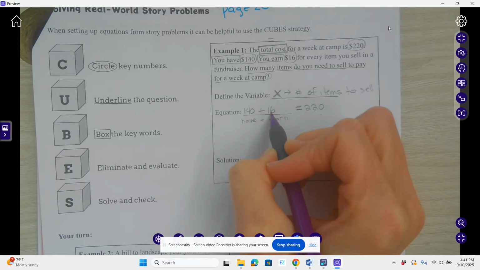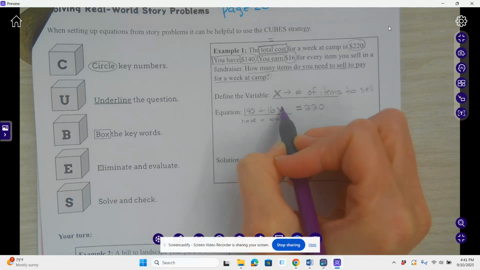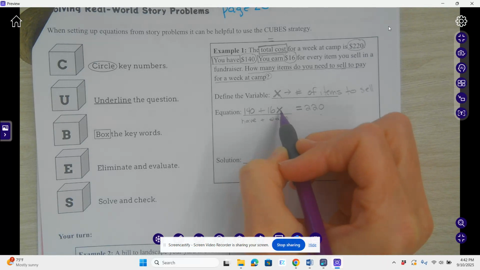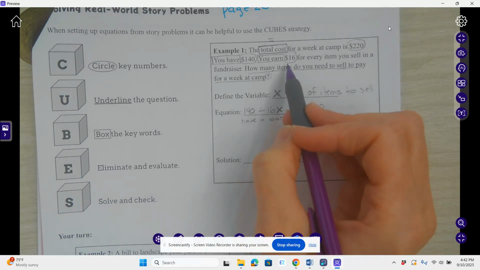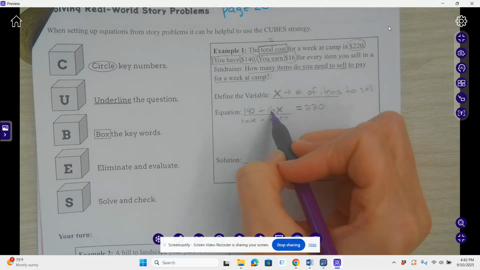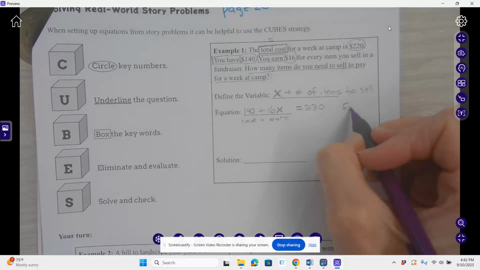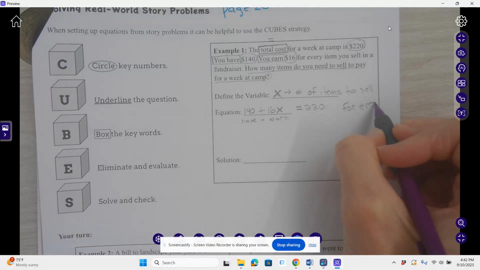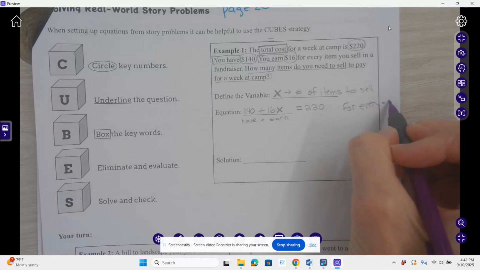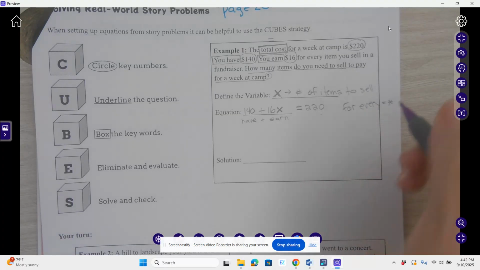So if I sell one item, I get $16. If I sell two items, I get $32. What I'm doing every time is multiplying 16 times the number of items to sell. Another way to word this is $16 per item, and per means to multiply. For every, I'm going to have you add this in your notes, that's also helpful. For every means to multiply. $16 for every item. Items are represented by X.